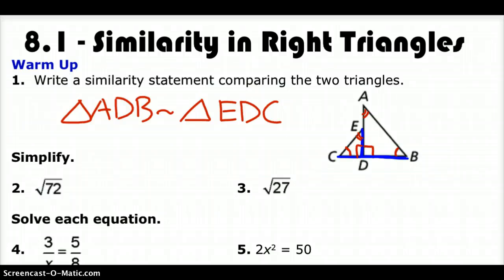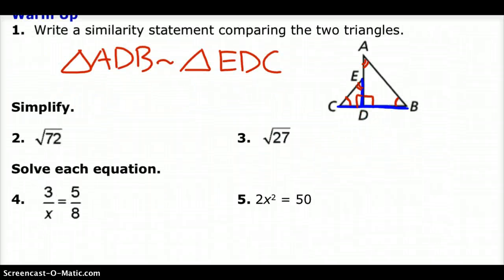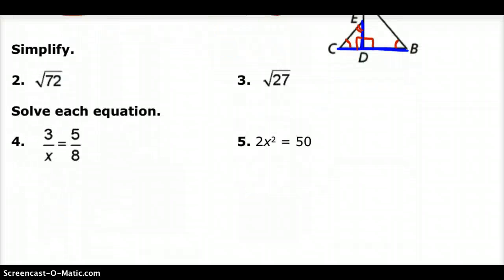Okay, let's go ahead and take a look at 2 and 3. We're asked to simplify these radicals. Okay, and so in problem number 2 here, it says radical 72. And now remember, we're looking for perfect square factors of this number 72. Okay, we're trying to find the largest perfect square factor possible here.